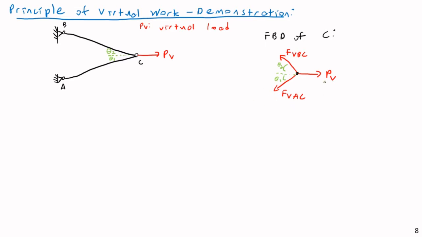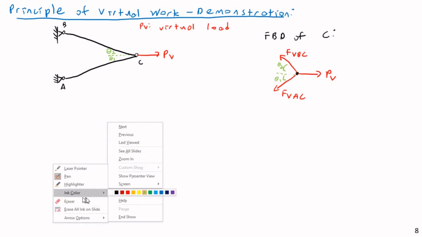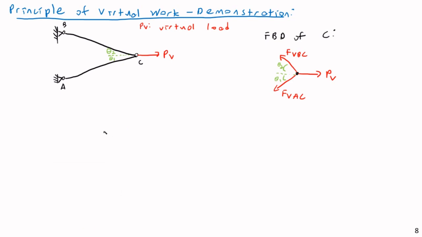I apply a virtual load to the outside of the structure, and then I ask what kind of internal forces are generated by that virtual load. Then I can apply a balance of forces. Let us say the summation of forces in the x direction is equal to 0. That's going to be PV minus FVAC, the virtual force in member AC, times cosine theta 1, again just basic statics, minus FVBC times the cosine of theta 2, and this equals 0.